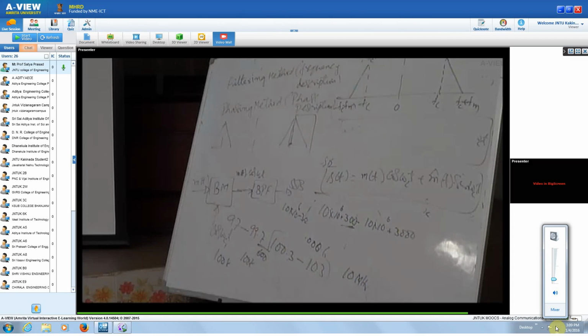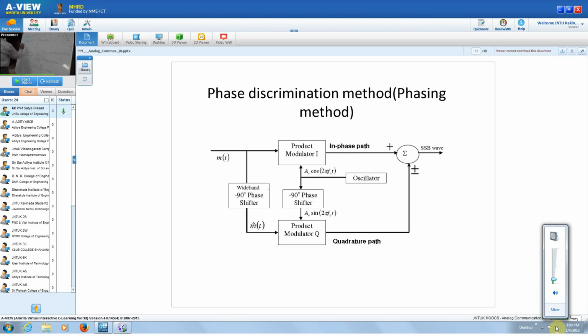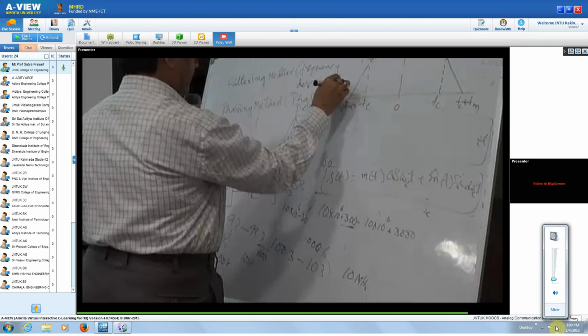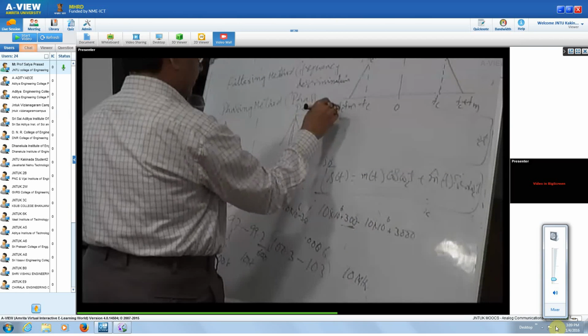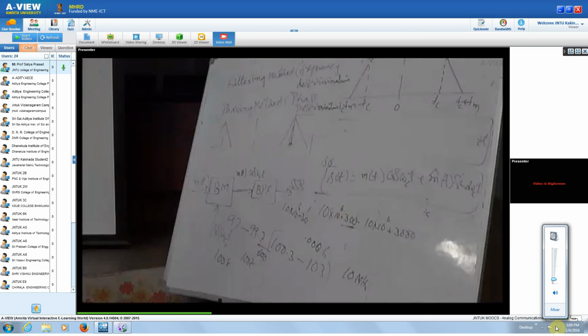What is the other method that we are going to have? Phasing, or phase discrimination. Frequency discrimination and phase discrimination. So what is that phase discrimination method that we are going to have?